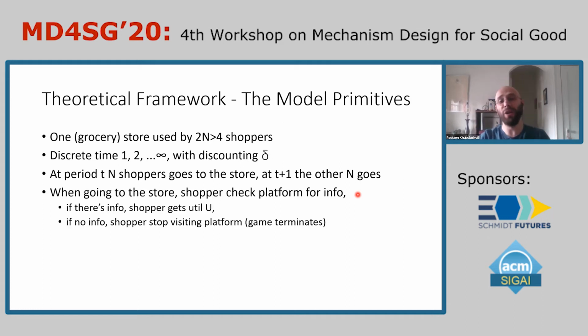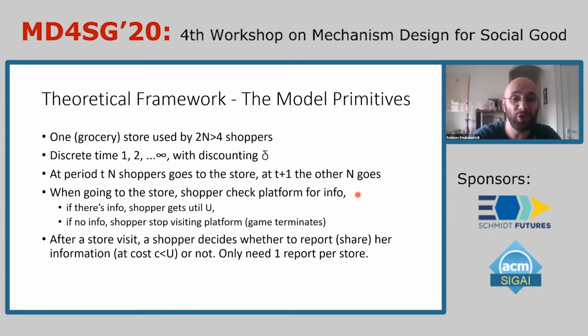When you go to the store, the shopper first checks the platform for information. If there is information, the shopper gets utility u. And if there is no information, then the shopper stops visiting the platform. In other words, the game terminates. After a store visit, a shopper decides whether to report that information, which is costly, and obviously we need only one report per store per time period.